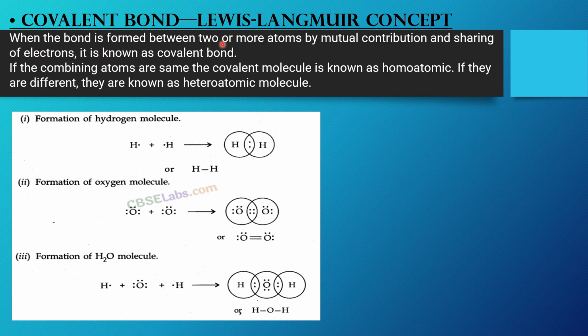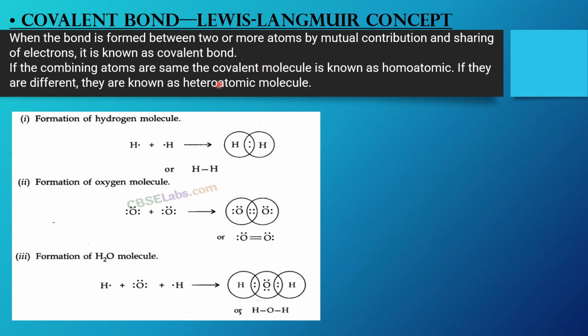When a bond is formed between two or more atoms by mutual contribution or mutual sharing of electrons, it is known as the covalent bond, as I told in a previous slide. If the combining atoms are the same, the covalent molecule is known as homoatomic. If they are different, they are known as heteroatomic.